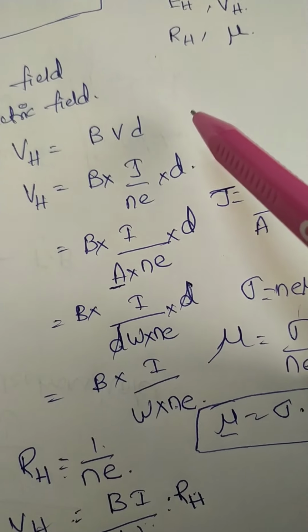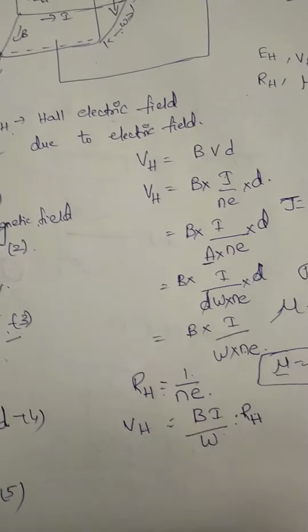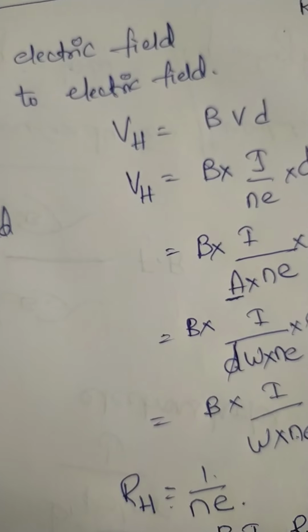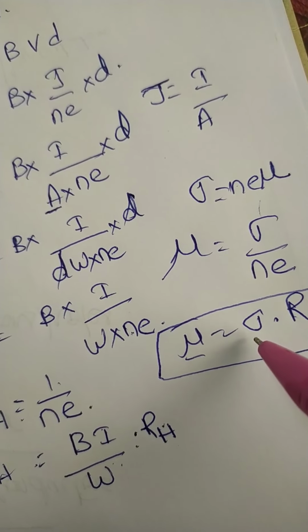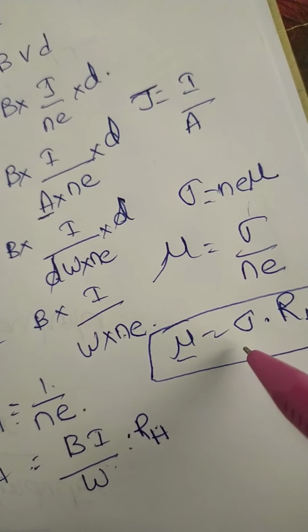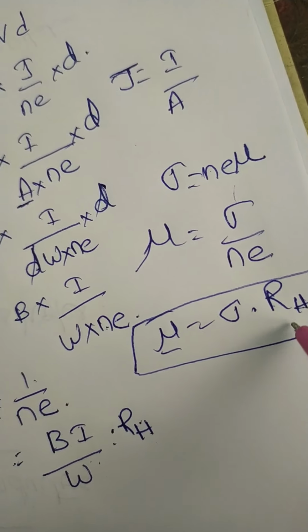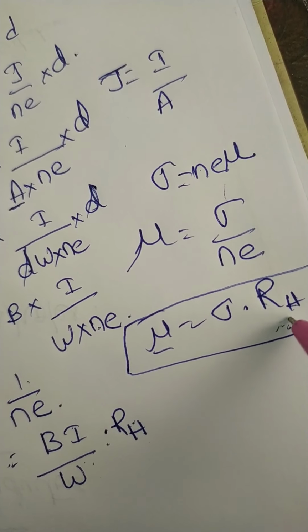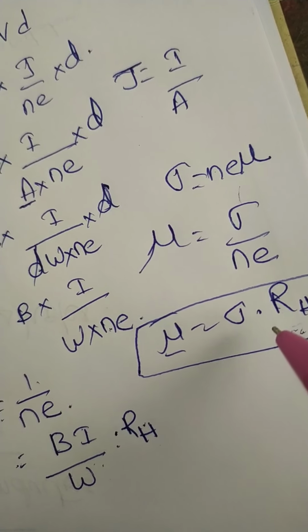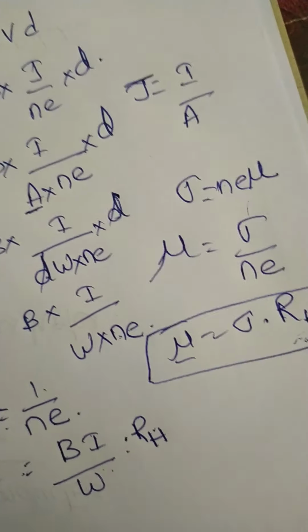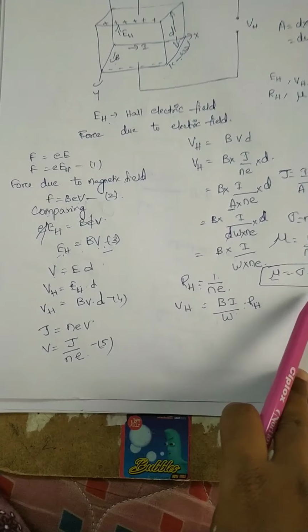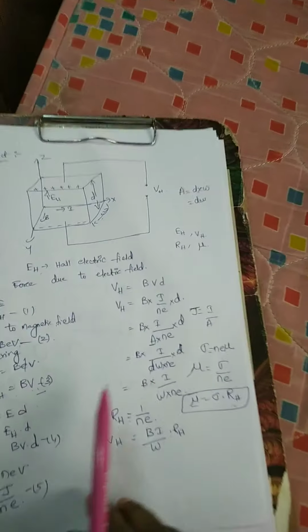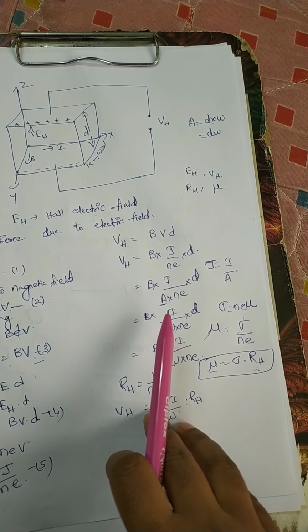Now what are the main important applications of the Hall effect? By knowing RH and sigma, we can know the mobility of the charge carriers. If the value of RH is negative, then we can say it is N type, and if it is positive, we can say it is P type. From the Hall effect we can also find the carrier concentration and the conductivity.